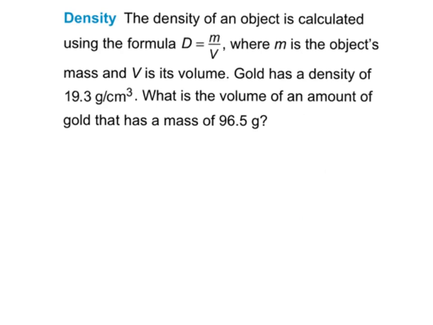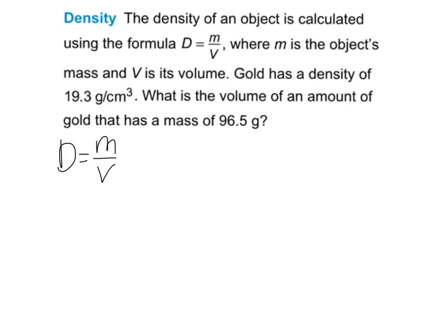Alright, and your last word problem here. You will see one like this, just like this on your test, so make sure you understand how to do this one. Okay, so we're going to use the formula here. Density equals mass divided by volume. Okay, this is something that you'll see in your science class this year. Okay, where M is the object's mass and V is the volume. That's what we just said.